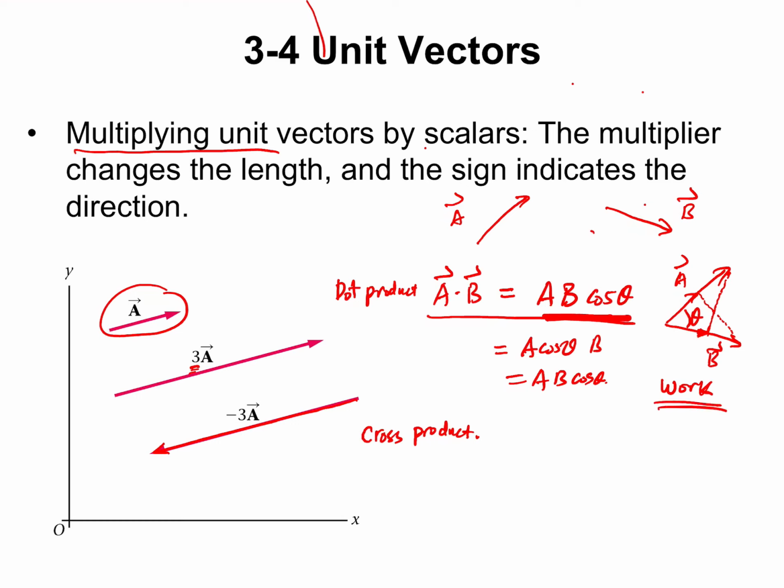Okay, cross product. Cross is A cross B. Well, if you do the cross product, you have a vector. Okay, so what is this vector? So this vector you have, well, magnitude.